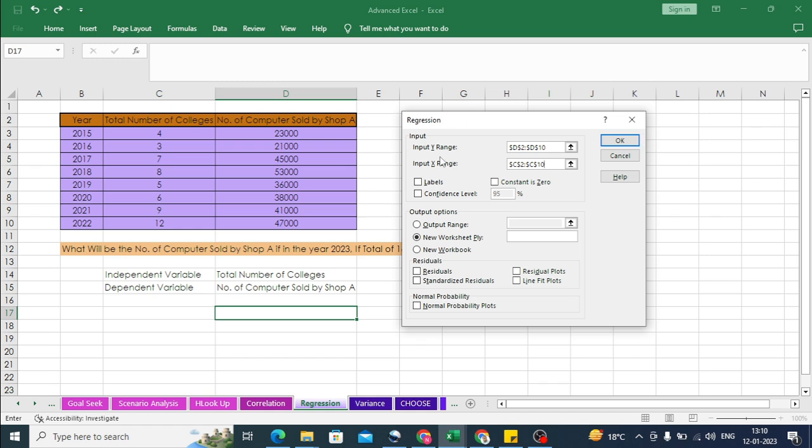Now it is asking you whether the data in the input Y range and the input X range has labels. Yes, so we will click on it. What is the label? Y range has the label number of computers sold by shop A, and X range has the label total number of colleges.